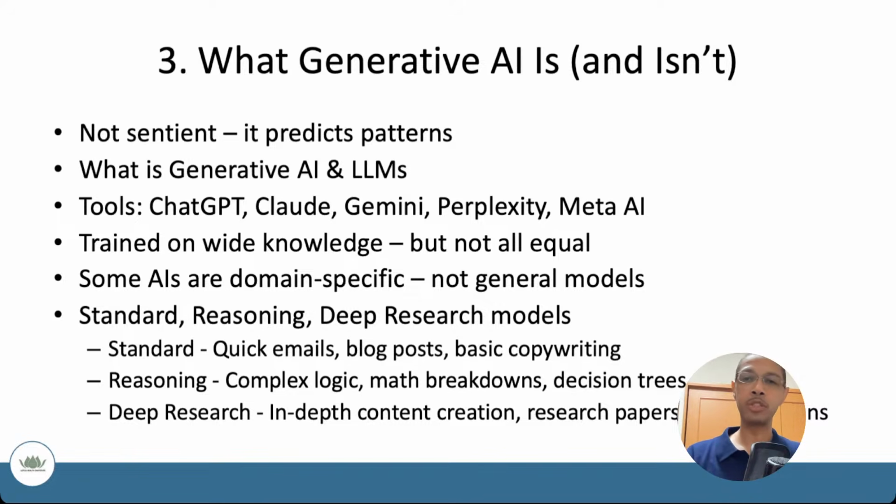Some of the major tools out there, of course, are ChatGPT. There are others of the same type. There's Claude, there's Gemini, Meta's got one out, Perplexity. And what we're going to use today is ChatGPT, Gemini, which is Google's AI, and Perplexity.